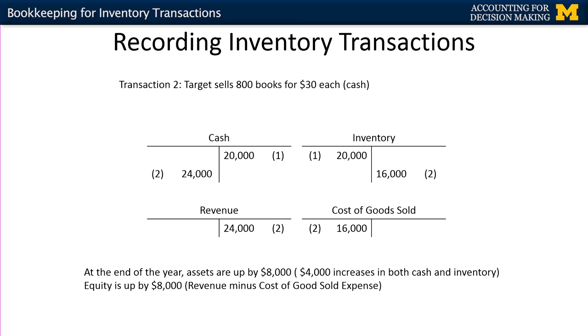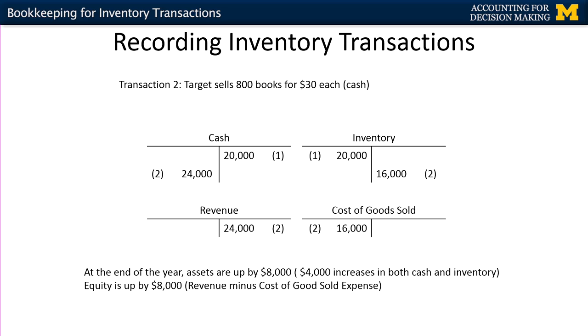So at the end of the year, what does this mean? Our assets in total are up by $8,000, a $4,000 increase in both cash and inventory. Our equity is up by $8,000, showing the balance between those. Where did that $8,000 come from? It came from creating value. How did we create that value? Our revenue of $24,000 is greater than our cost of $16,000 that we incurred to generate that revenue.